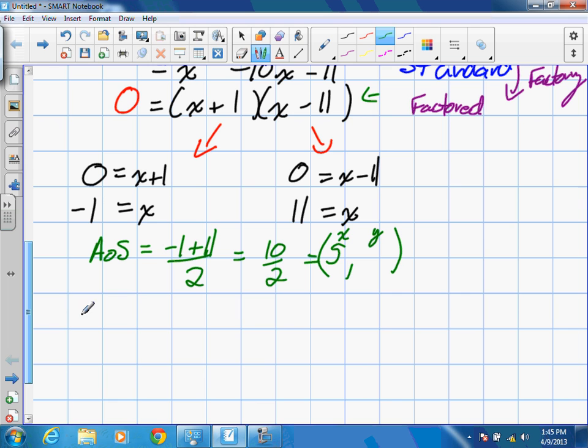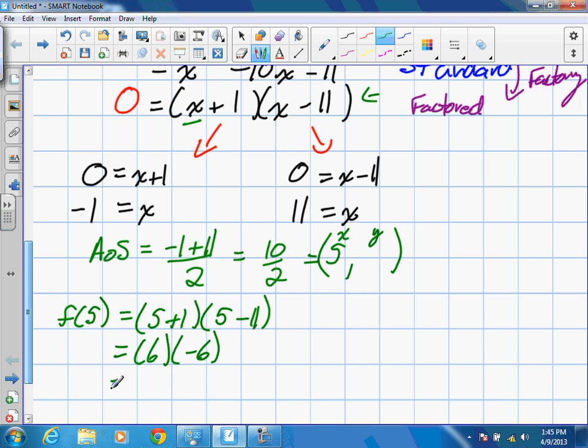We have f at 5 is what we're solving in function notation. Our x value will be 5 plus 1, and our other x value will be 5 minus 11. We're going to multiply those values together. We're going to get 6 multiplied by negative 6, which is negative 36. And is that exactly what our vertex form told us our vertex was?